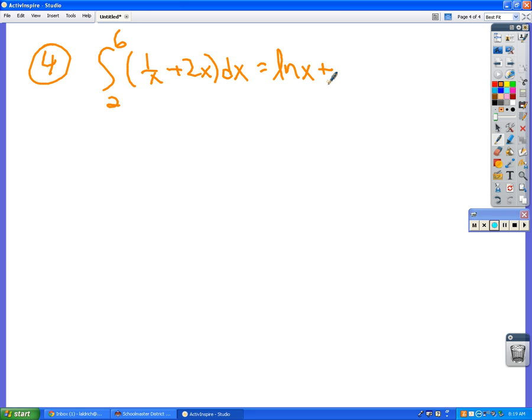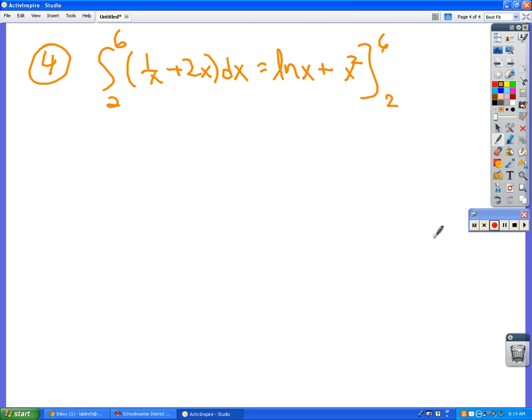Antiderivative of 2x. Plain old x squared. The derivative of x squared is 2x.